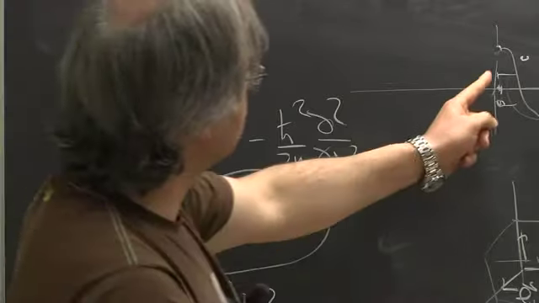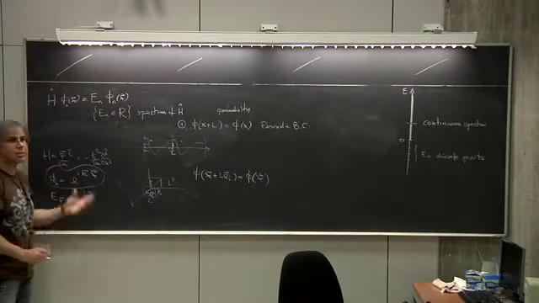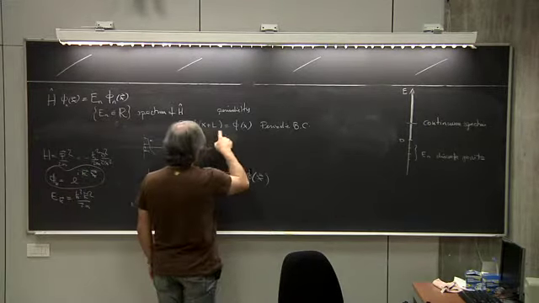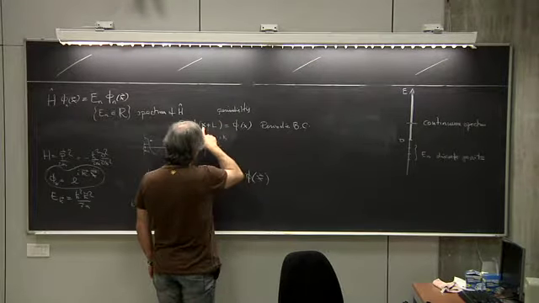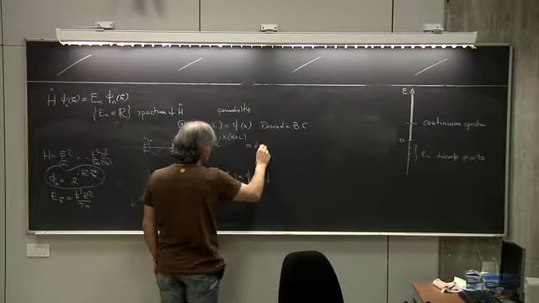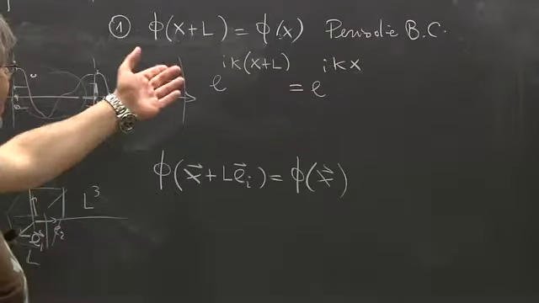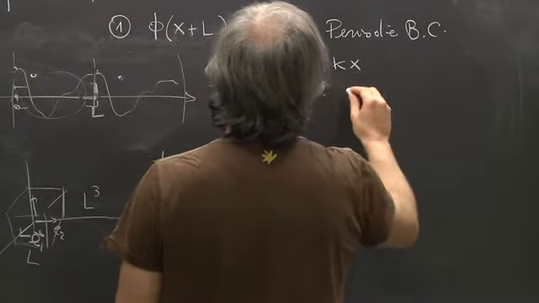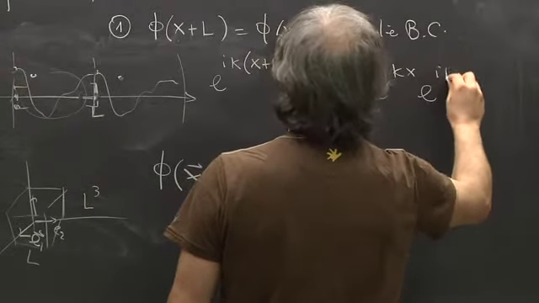Nevertheless, the boundary condition here requires something on this wave function. Let's see what. For instance, let's do it in 1D first. So you have this wave function, which is generically e to the ikx. So e to the ik at position x plus L should be equal to e to the ik at position x. Okay? When is this true? Let's see. Well, you see immediately that this is equal to e to the ikx times e to the ikL.